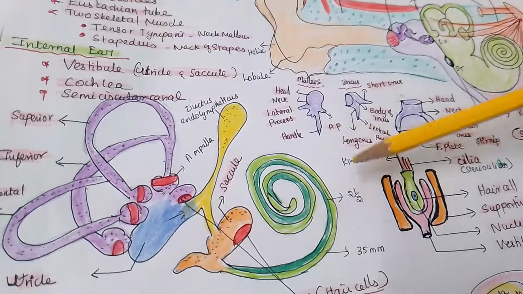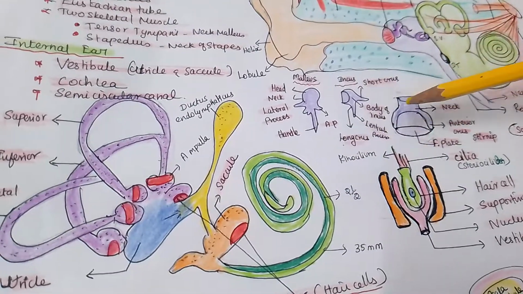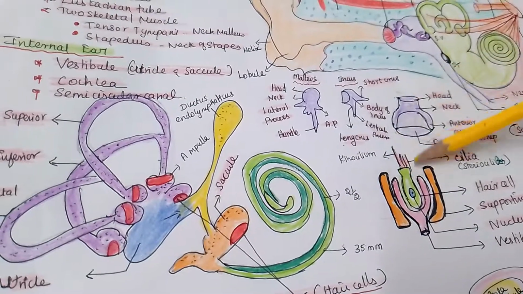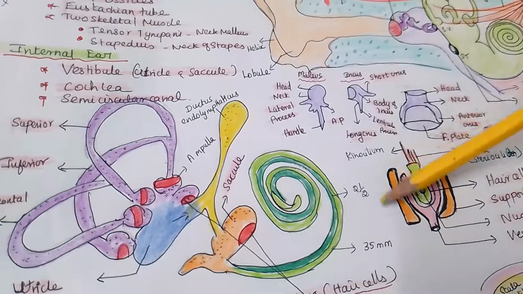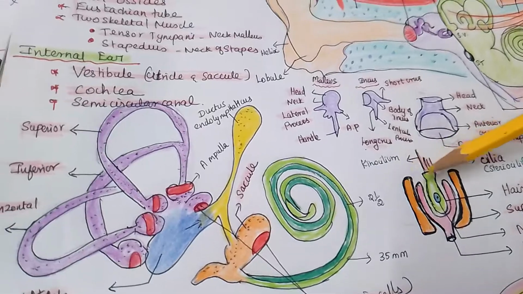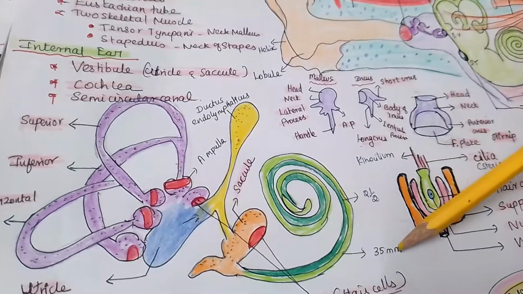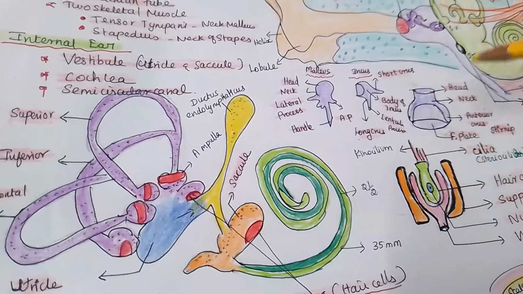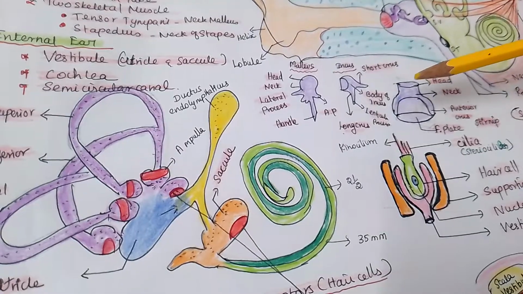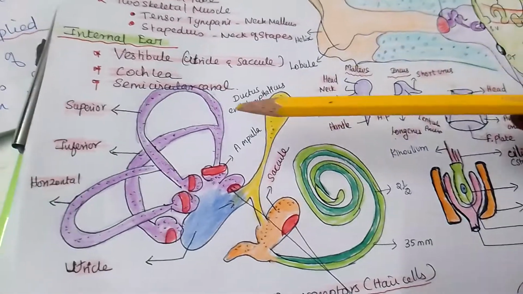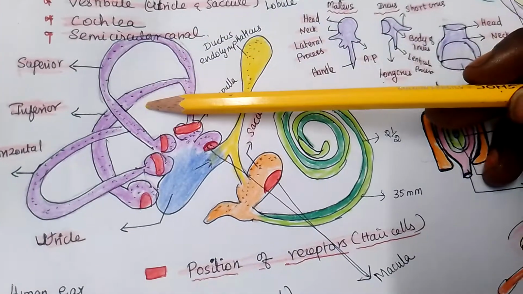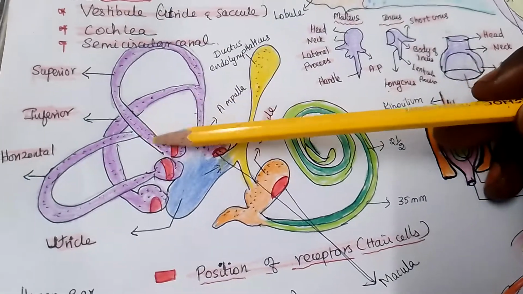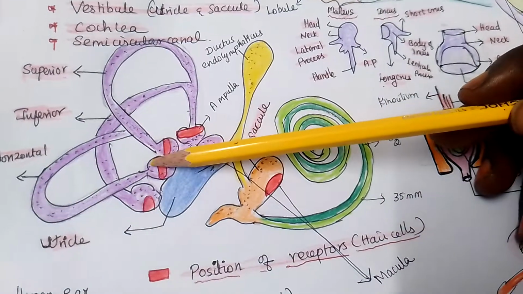This cochlea is a snail-like structure. It has 2.5 turns, not a complete 3 circles, and its length is about 35 mm. And about the semicircular canals: this one is called the superior canal, below that is the inferior canal, and this one is the horizontal canal.